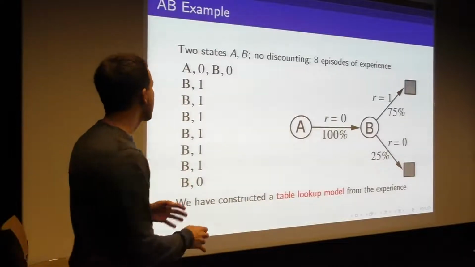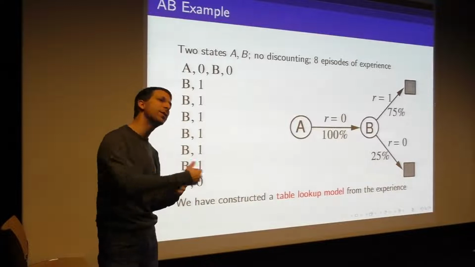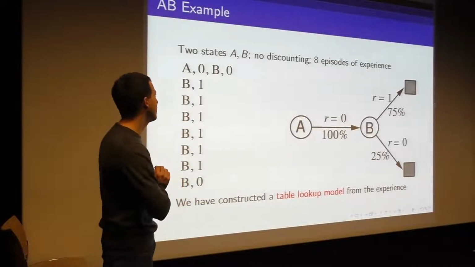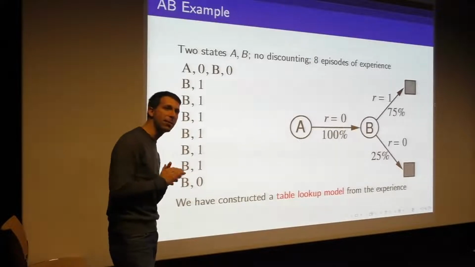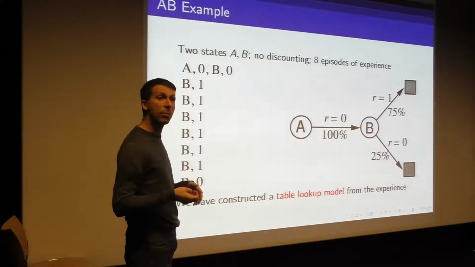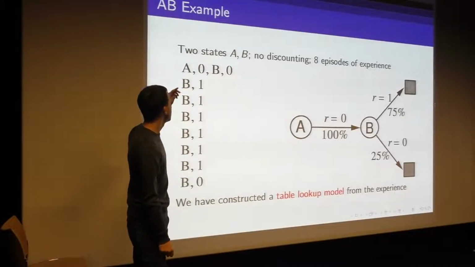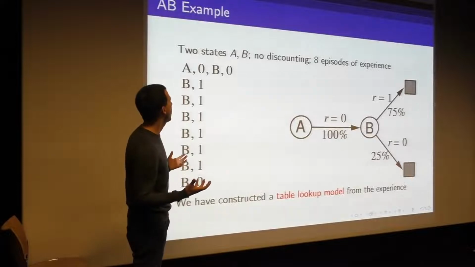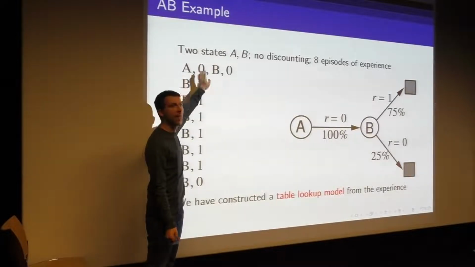Okay, let's make this concrete. We've had this example once before, but I'm going to take it one step further in this class now. We had this really simple A-B example when we were talking about understanding temporal difference learning. We're going to use it for a different purpose here, which is model learning. Just to remind you of this problem, we've got two states with no discounting, and we just see these episodes of experience from state A and state B.